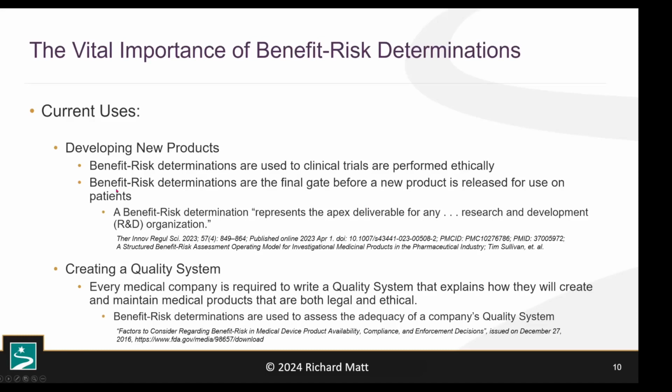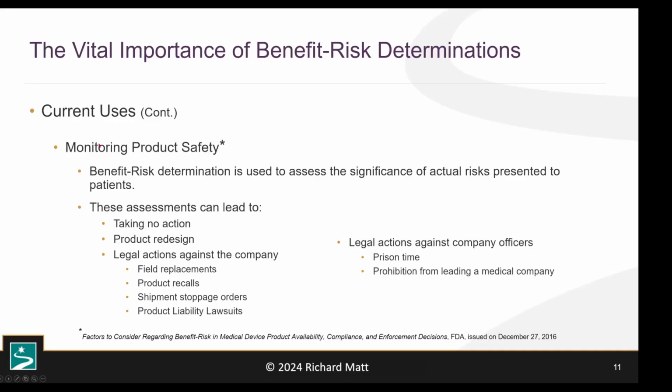And so it has a very important role here for FDA. It has a very important role for pretty much the regulatory structure of every country, including the EU. In terms of creating a quality system, every medical company is required to have one. Benefit risk determinations are used to assess a company's quality system. This is per the FDA notice about factors on benefit risk analyses. When regulators are evaluating a company's quality system, they'll use benefit risk to determine if nothing should be done, if a product should be redesigned, if they should take legal actions against a company, of a range of possibilities, from replacing things in the field to stopping products from being shipped.